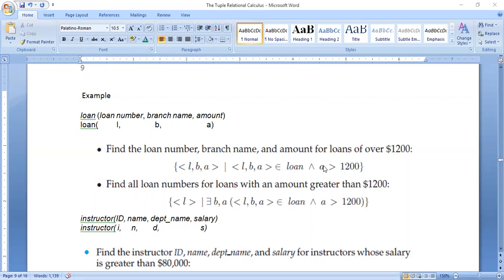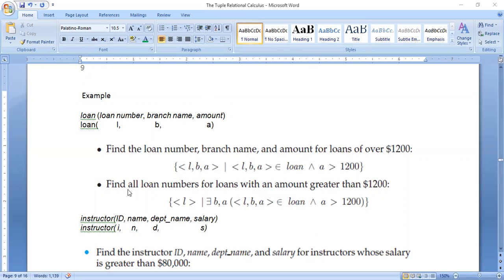Now in the predicate part we can write several atoms, and the first atom is from the loan relation, which consists of the three attributes L, B and A. So this is the relation we will be using for outputting this. The second atom consists of the condition, and the condition is that the amount should be greater than 1200, and the domain variable for amount is A. So here we can write this.